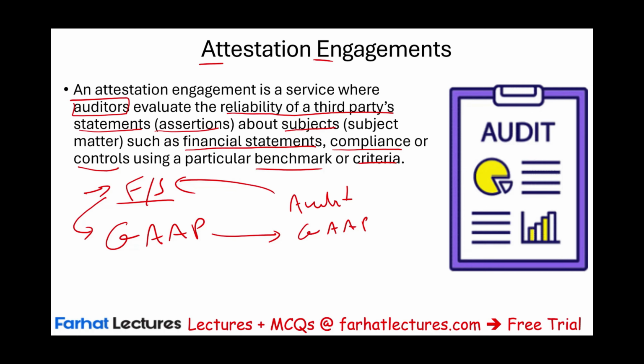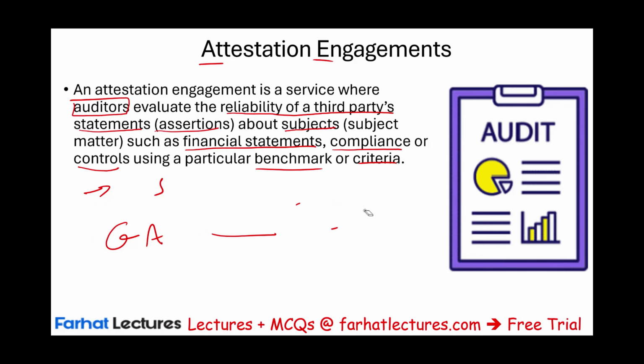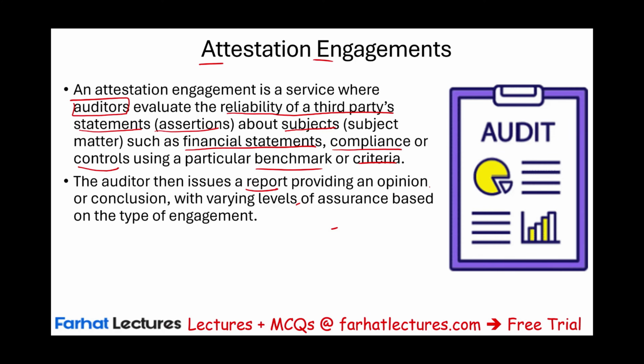So that's what an attestation engagement basically is. Someone makes a claim, management makes a written claim about assertions which we can measure. Here, the claim is about financial statements prepared in accordance with GAAP. The auditor's job is to determine whether the financial statements are fairly presented according to GAAP. Then the auditor will issue a report providing an opinion or a conclusion with varying level of assurance based on the type of the engagement. And this is what we do for an audit.